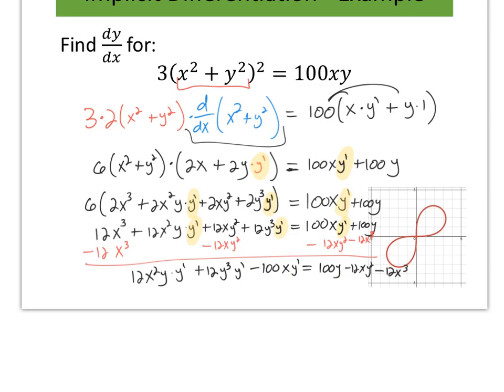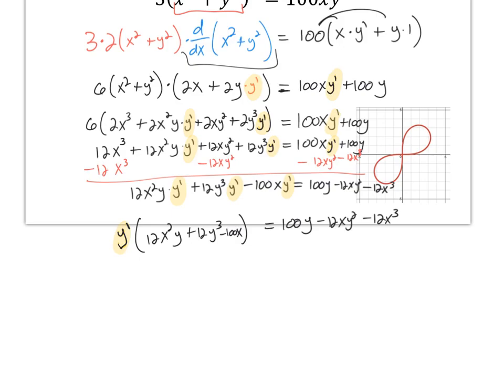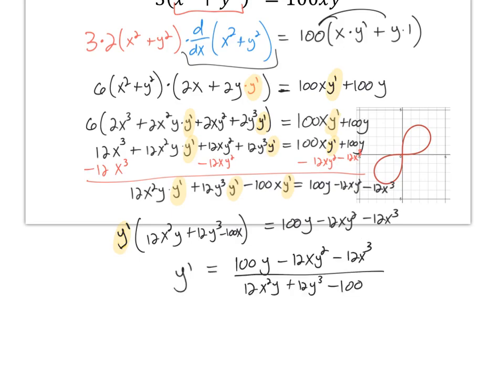And I went ahead and moved the 100y over. I just subtracted 100x y prime to here. And hopefully you see all of the y primes again. I'm going to factor out the y primes, and I'm going to divide by all of this stuff, and I'll show you the answer in just a moment, but I need a little bit more space. There we go. And just like that, we've solved for y prime.